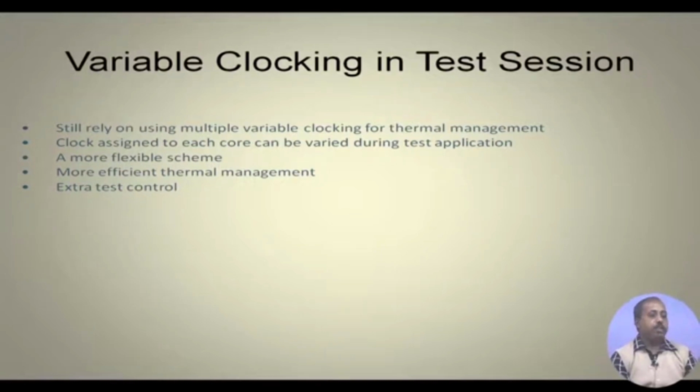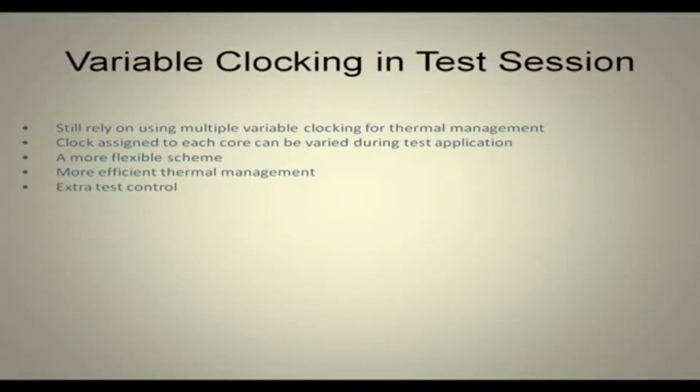So, one possibility for doing this power and thermal reduction is variable clocking in the test session. We use variable clocking for thermal management, with the idea that if the clock frequency is low, power consumption will be low, and as a result the temperature of the region will also go down. It has to be done region-wise. It is not that we just reduce the clock frequency of a single core, because it also depends on the neighbors. So for the neighbors also we have to do the same thing.